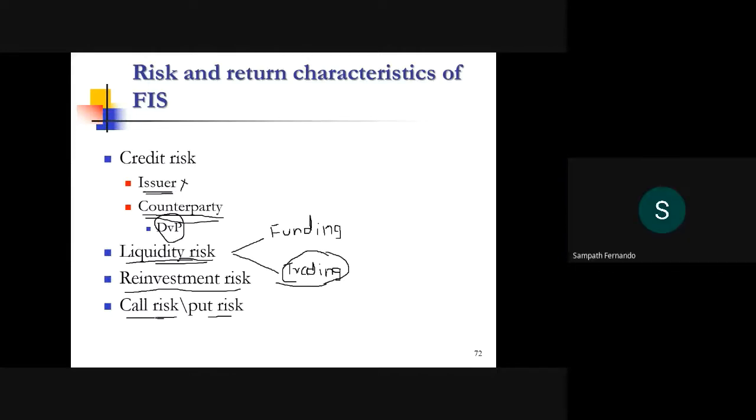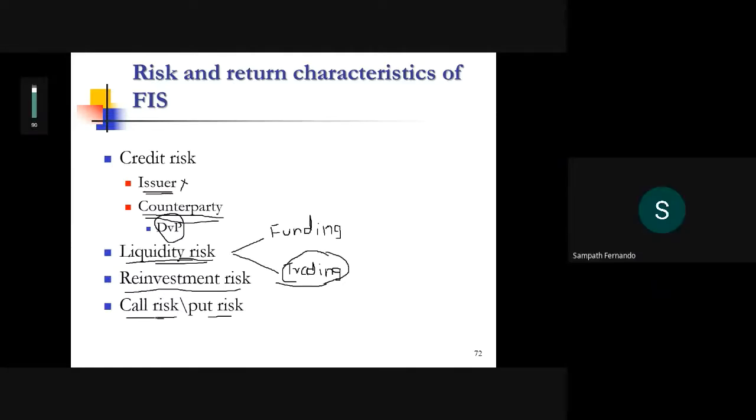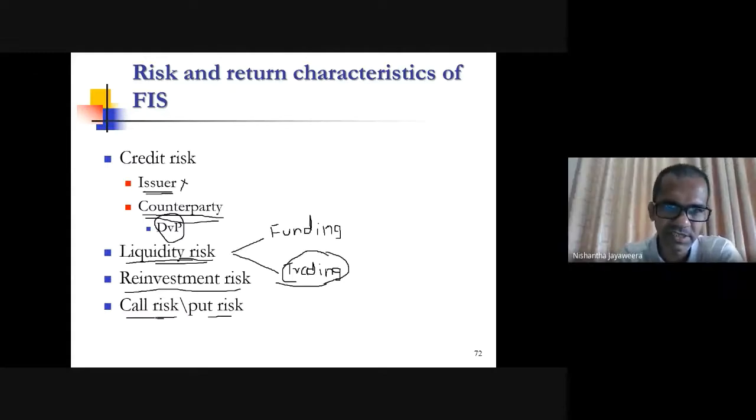How does that become a credit risk? No, I mean the risk is there. It is mitigated through DVP. So if securities are settled on a DVP basis, there's no counterparty risk. The risk is there, but it is mitigated through this DVP mechanism.